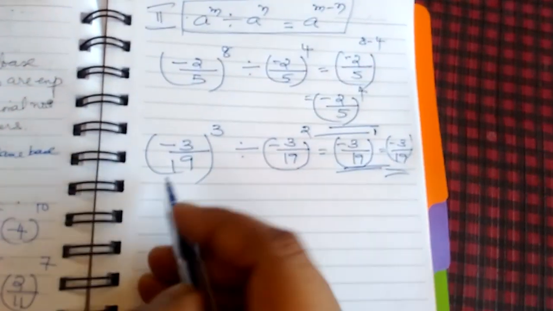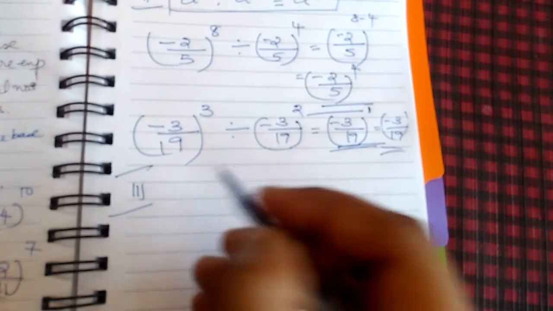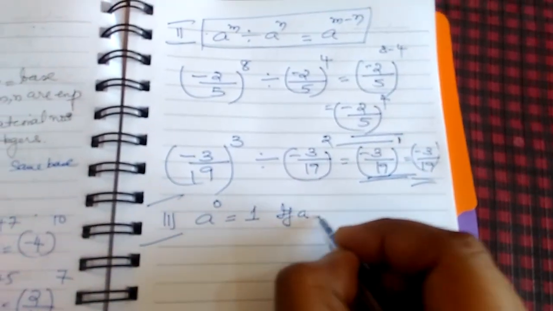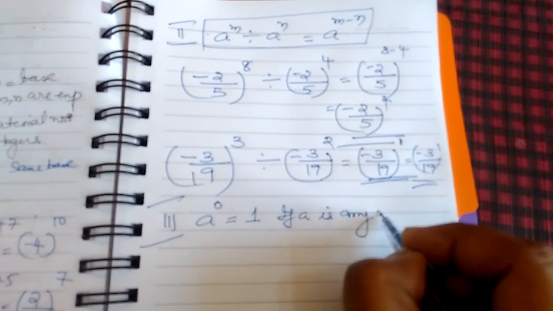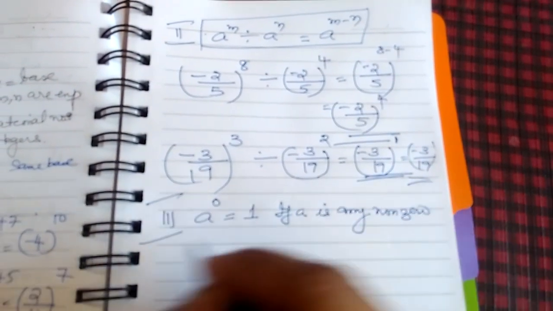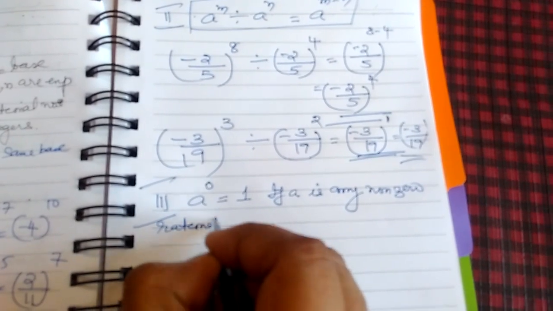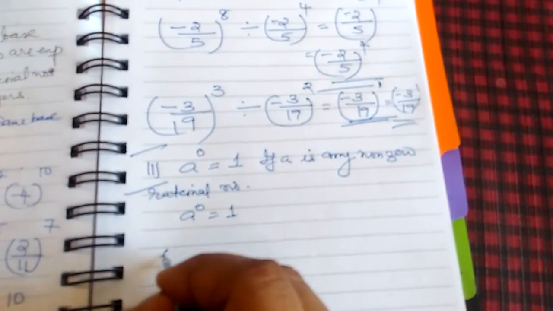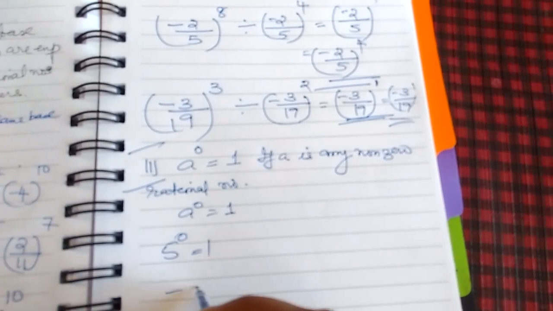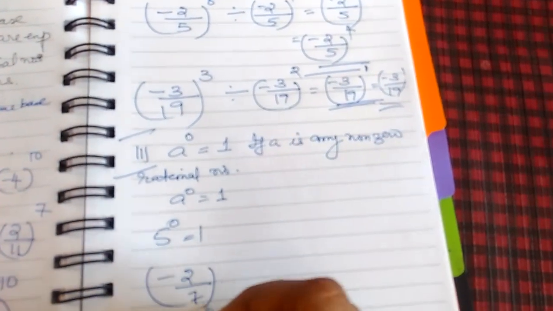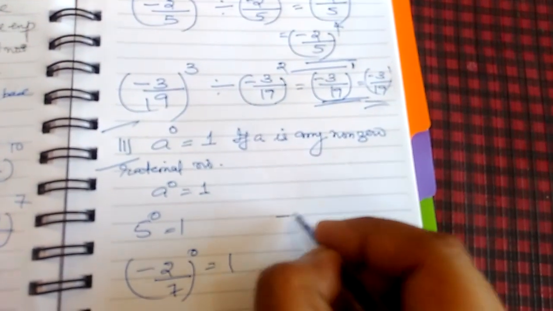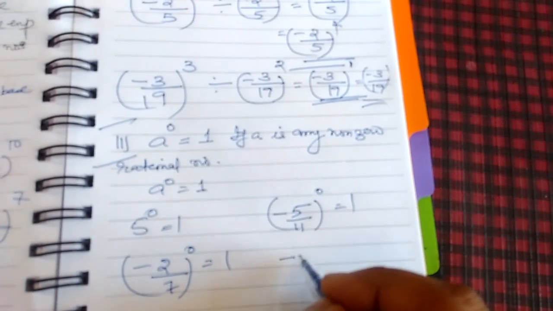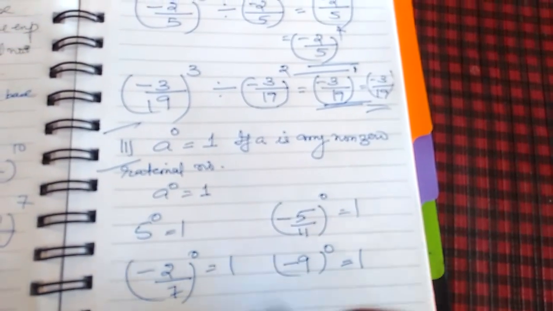Okay. Now the third law. What is the third law? The third law is a^0 is 1 if a is any non-zero rational number. Any non-zero rational number. So a^0 is 1. So 5^0 is 1, or (-2/7)^0 is 1, or (-5/11)^0 is 1, or (-9)^0 is 1.